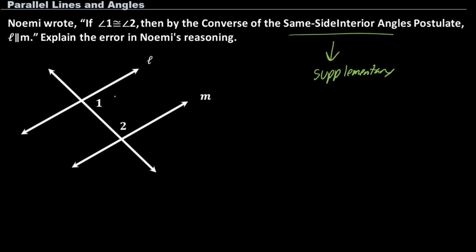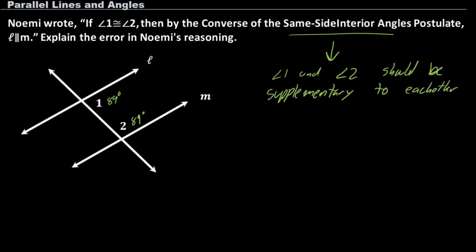And so the fact that they are congruent means nothing. Angle 1 could equal 89 degrees and angle 2 could equal 89 degrees. That means that eventually these lines are going to cross each other. So the fact that they're congruent means nothing. It's that they're supplementary to each other that defines those lines as being parallel. So to make it a little more exact in how you could explain it, angle 1 and angle 2 should be supplementary to each other for the lines to be parallel.